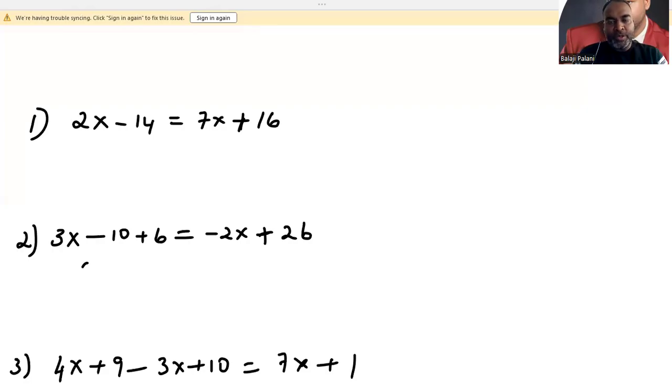This is the second video in the concept of transposing. I'm trying to give you more examples so that you understand better and you have enough practice that mistakes are completely reduced.